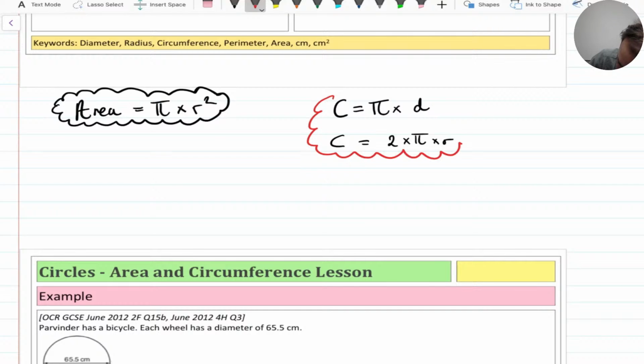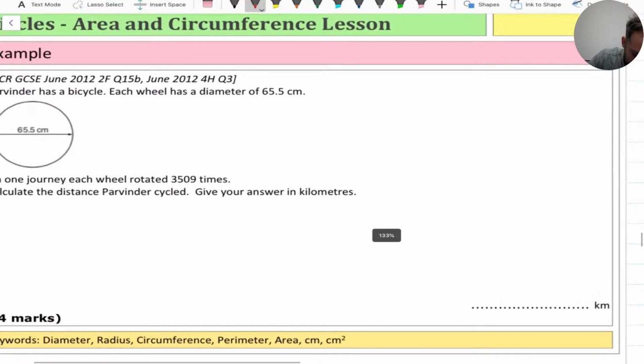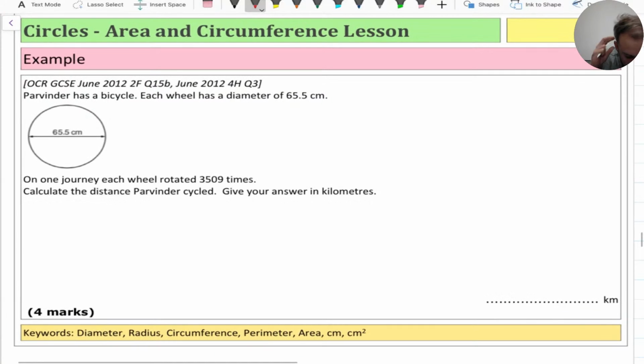Brilliant. So we're going to be looking at a problem-solving question today to get us started. This came from the OCR paper. It was actually in 2012. So get this question down then.